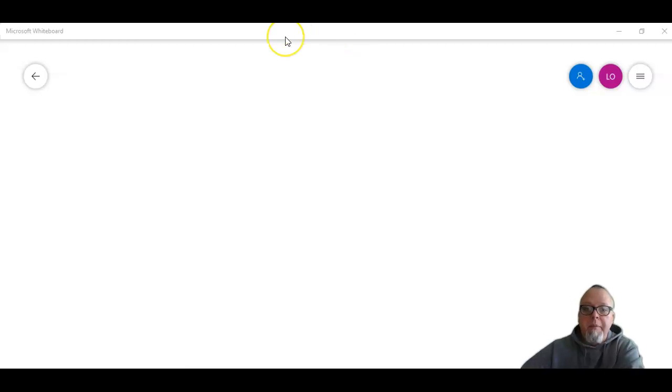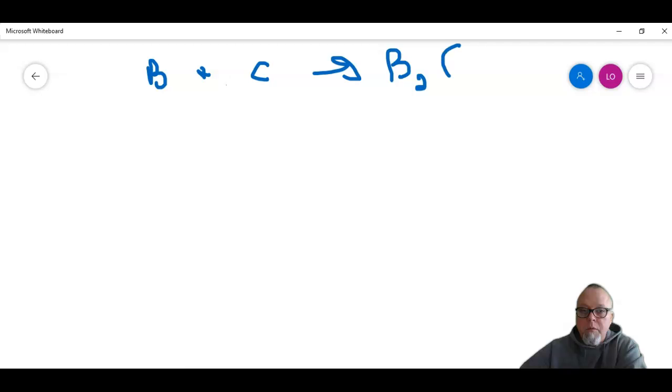So the next step is, if we still take our grilled cheese sandwich, we have bread first, plus cheese, and that gives me my B2C3, my grilled cheese sandwich. So we need 2 pieces of bread to every 3 pieces of cheese. What we talked about is that the ratio between bread and cheese is 2 to 3.